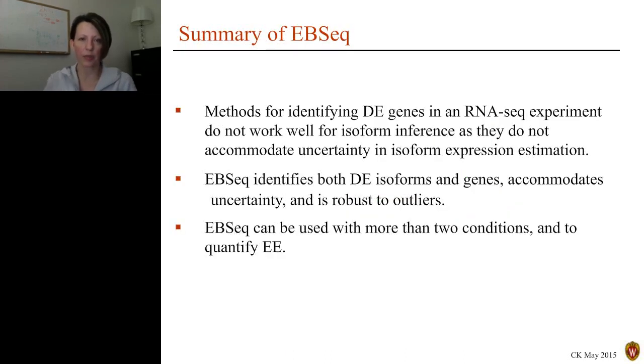Okay, so in summary, methods for identifying differential expression at the gene level in an RNA-seq experiment don't work well for isoforms because they don't accommodate differential uncertainty in isoform expression estimation. EBSeq identifies both DE genes and isoforms. It accommodates uncertainty, and it is robust to outliers. I didn't talk too much about that. And it can be used with more than 2 conditions and to quantify equivalent expression.